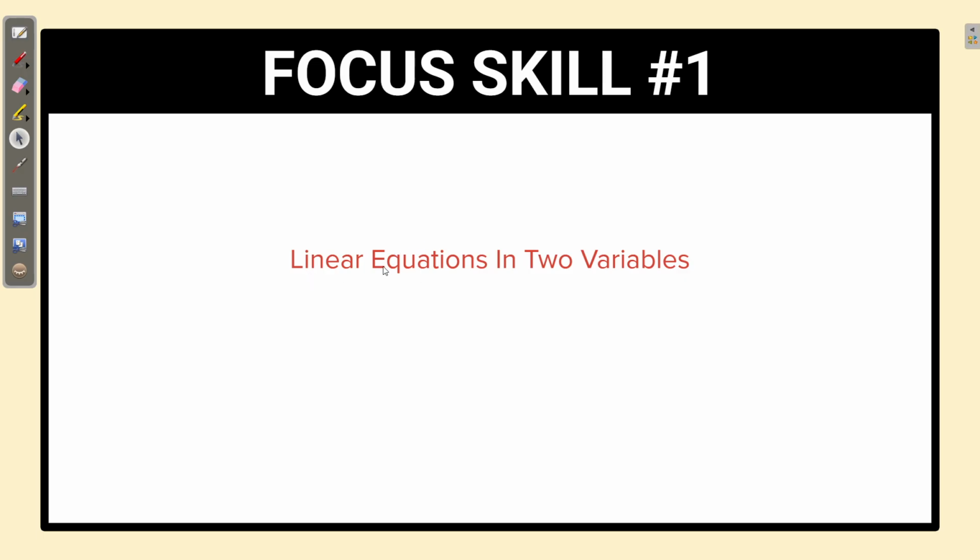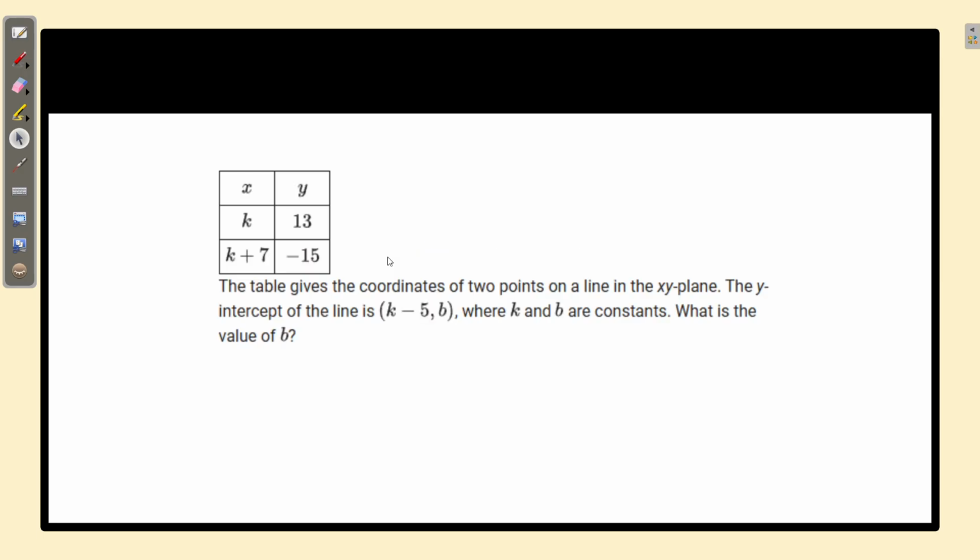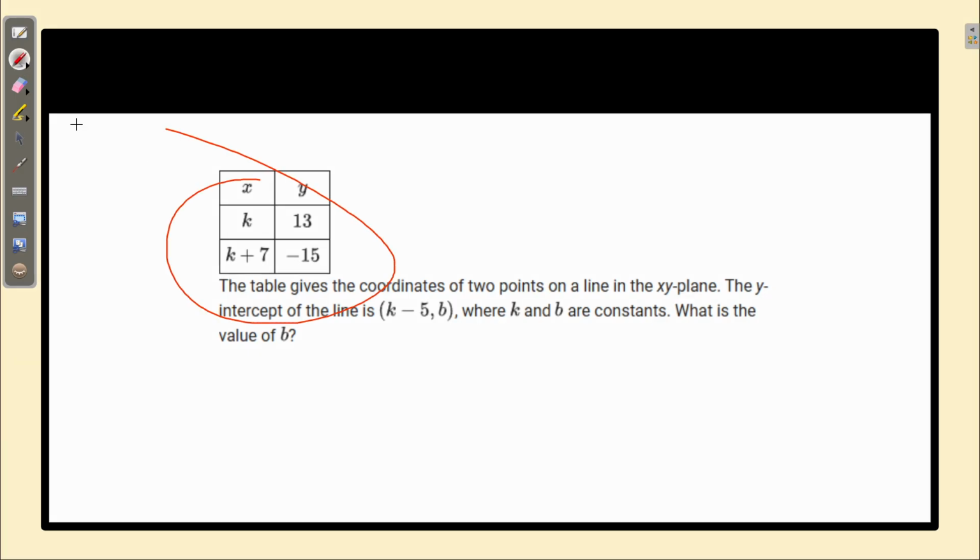So first skill, linear equations of two variables. We went over this in a different video, but more review can't hurt. So we have here a question. It gives us 2 points on a line, a linear line, and it wants us to find the y-coordinate at the point where x is k minus 5.